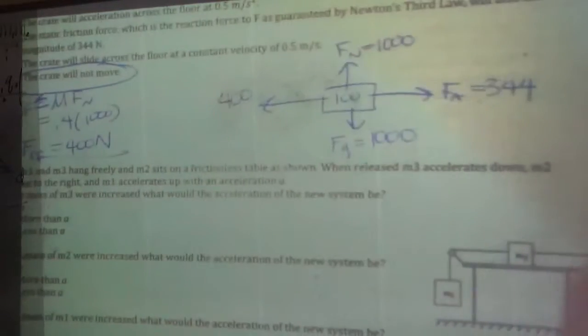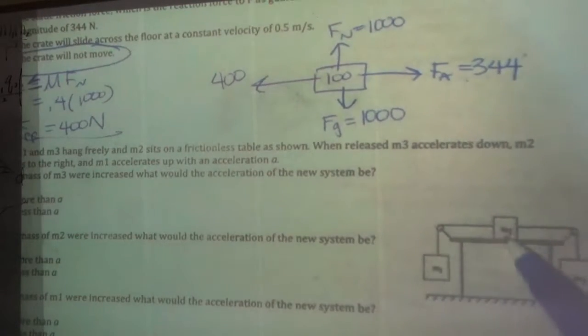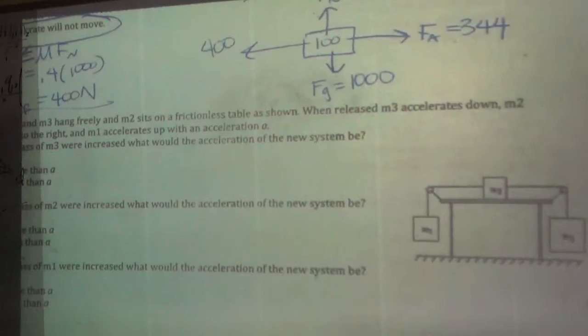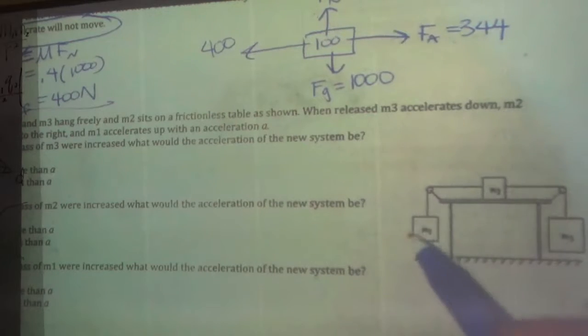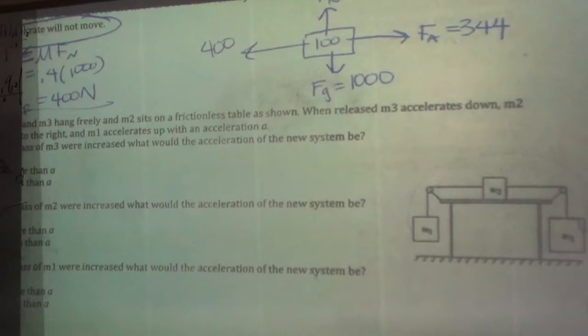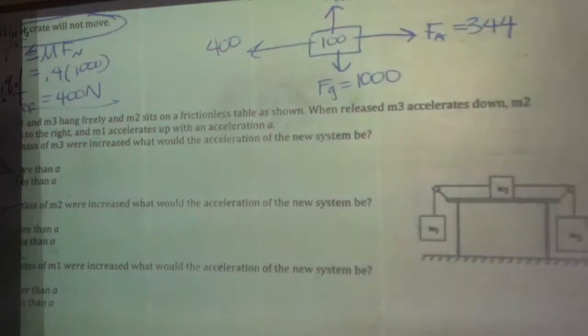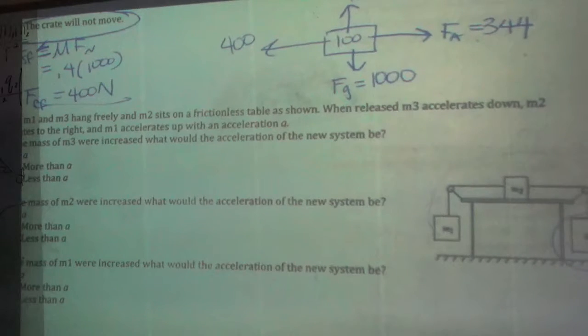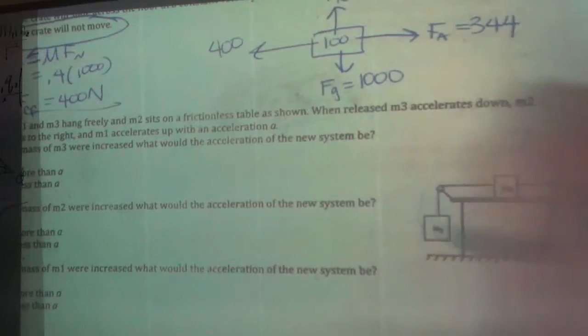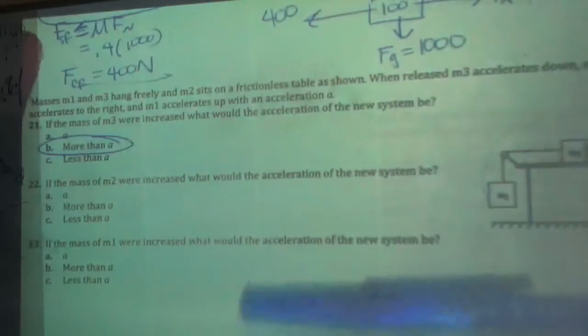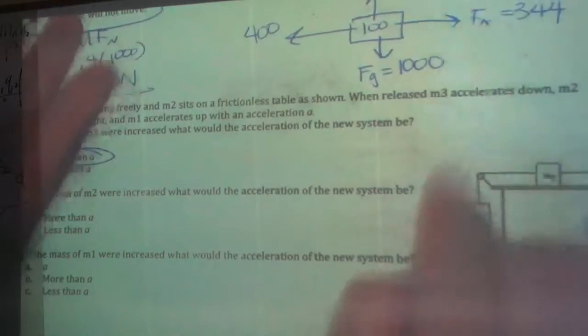Masses 1 and 3 hang freely, and M2 sits on a frictionless table. When M3 accelerates down, this one accelerates to the right, and this one accelerates up, so they're all accelerating this way. If the mass of M3 was increased, what would happen to the acceleration? Would it be more, less, or the same? If you increase this mass, now you have a greater force pulling down on all the masses in the system, so you would have more acceleration because you have a greater net force on the whole system.